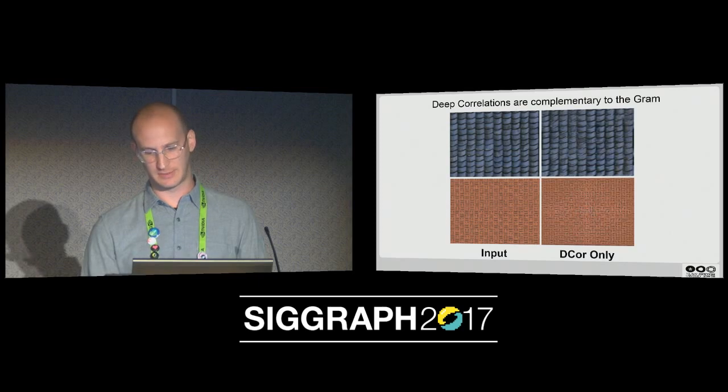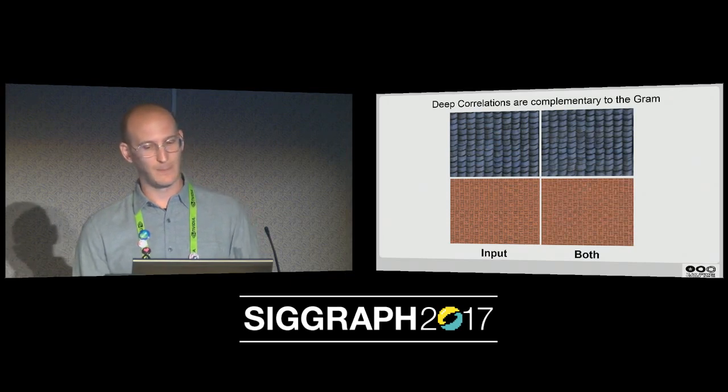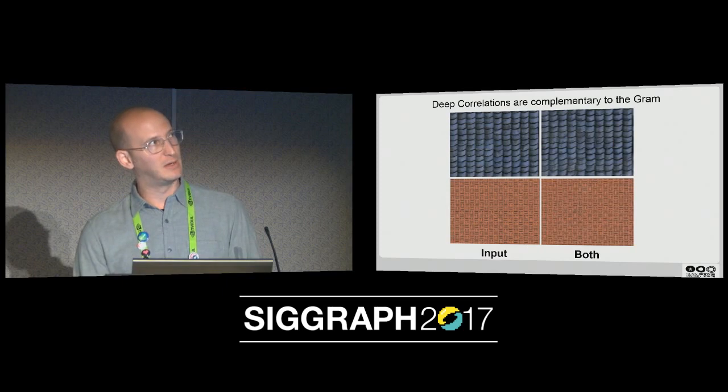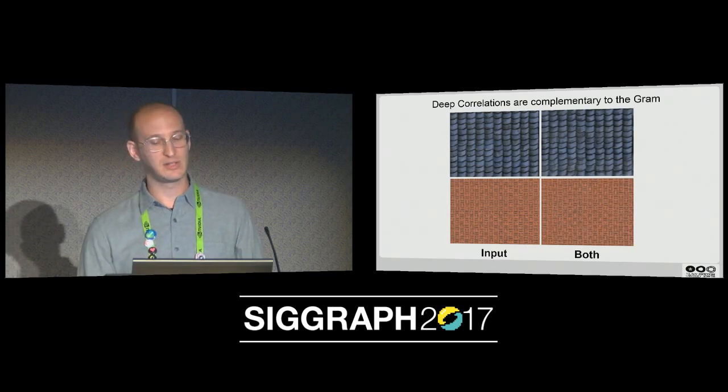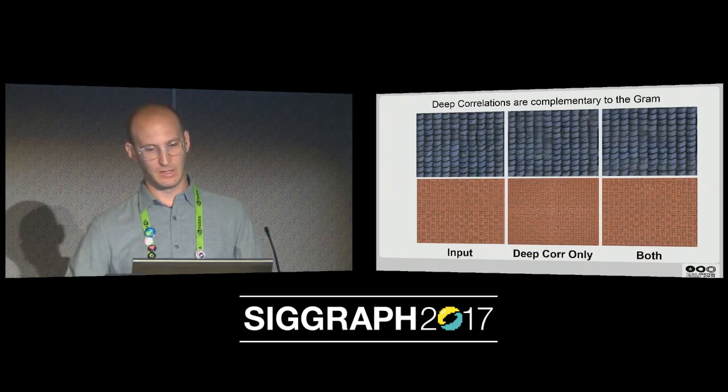Still many artifacts. And finally, in this example, what I show is the result of using both the Gram loss and the correlation loss together. And I depict the fact that these two losses are, in fact, complementary. They aid one another. Here I show the exact same images side by side, again, in order to show that they are complementary, and that using them together improves the results.